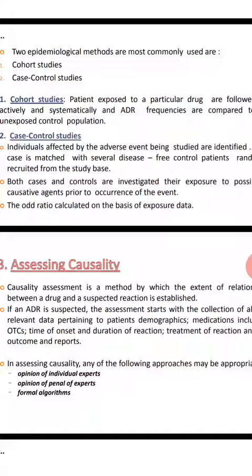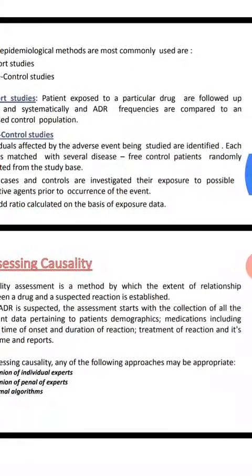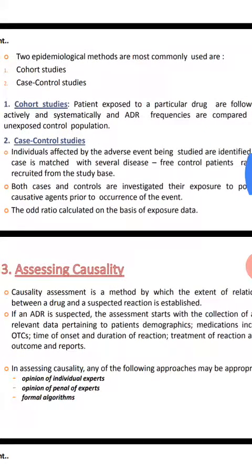Then you can also enroll the patients who are not having the particular event of interest. Later on, you have to investigate the possible exposure in the cases and controls. Exposure means, suppose for example, cardiotoxicity.